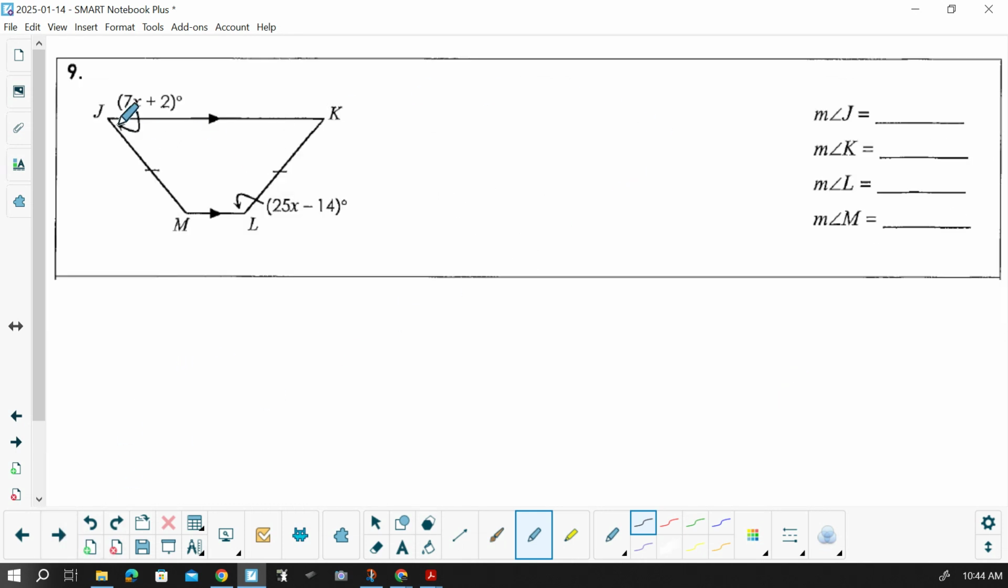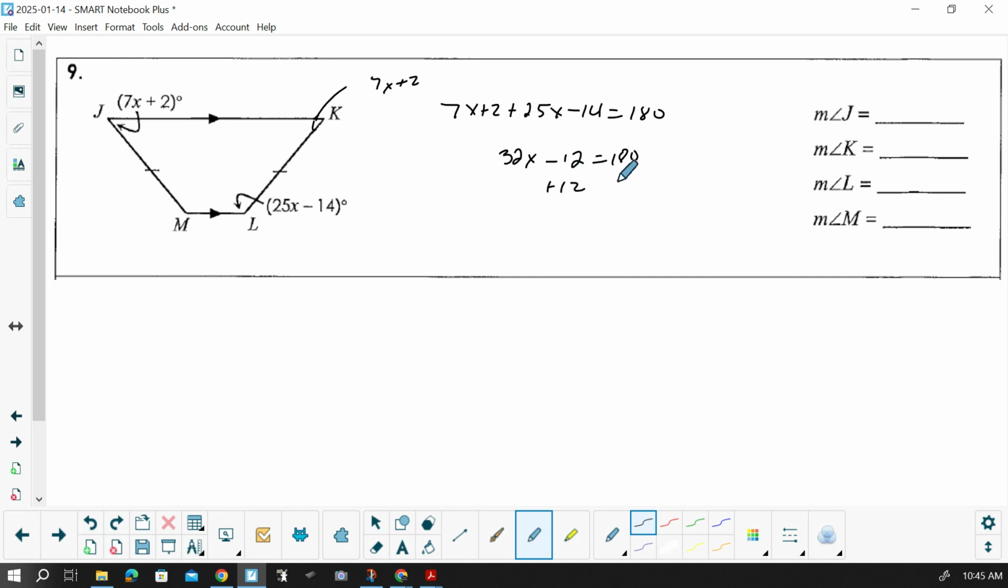Number 9. Now this angle is the same as this one over here. These are the same, so I'm going to also make this 7x plus 2. That way I can do these two angles along here, add up to 180. So I'm going to do 7x plus 2 plus 25x minus 14 equals 180. I'm sorry about that sneeze. 7x plus 25x is 32x. Plus 2 and minus 14 is minus 12 equals 180.